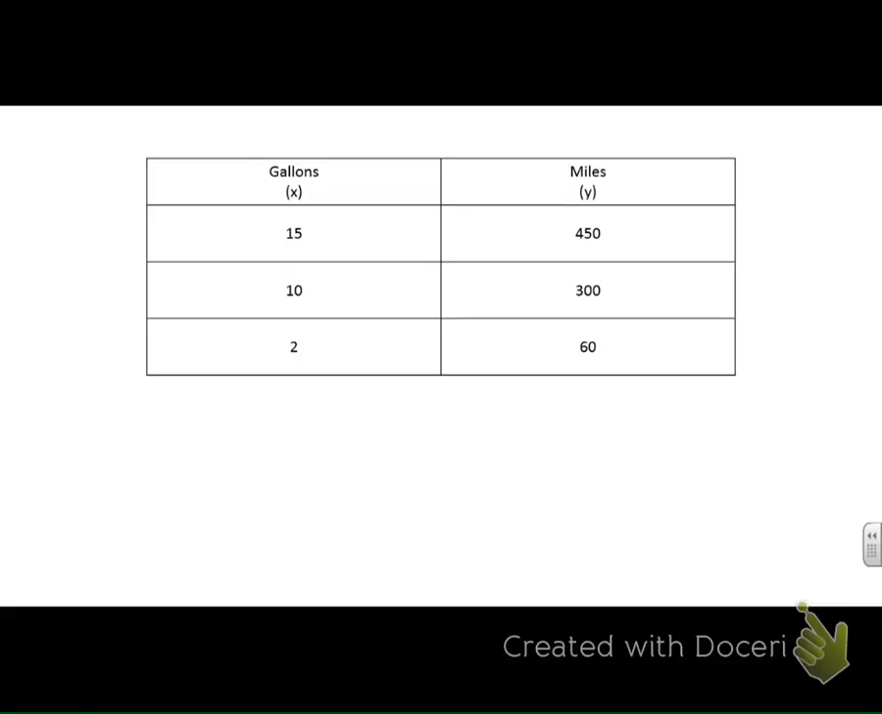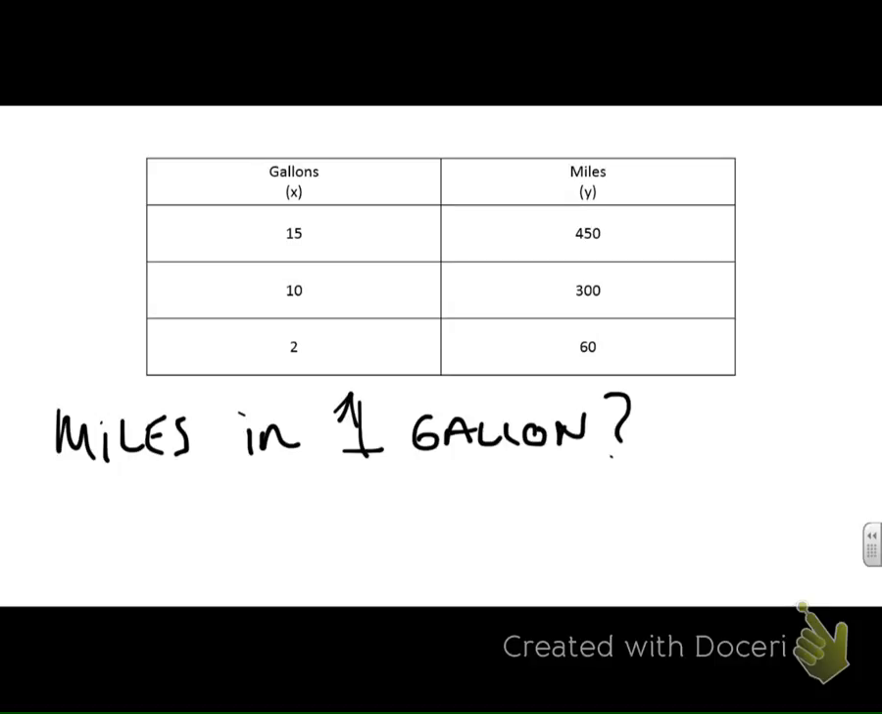The good news about it is that it's very, very similar to slope and almost identical when it comes to finding it. So to start off, I have a table with miles and gallons, and it says 15 gallons will get me 450 miles, 10 gallons, 300, 2 gallons, 60. So for unit rate, I want to know what is per unit. I want to know how many miles can I go in 1 gallon. That's going to be my unit rate, right? How many miles in 1 gallon? That's what I'm asking myself when I'm looking for unit rate.